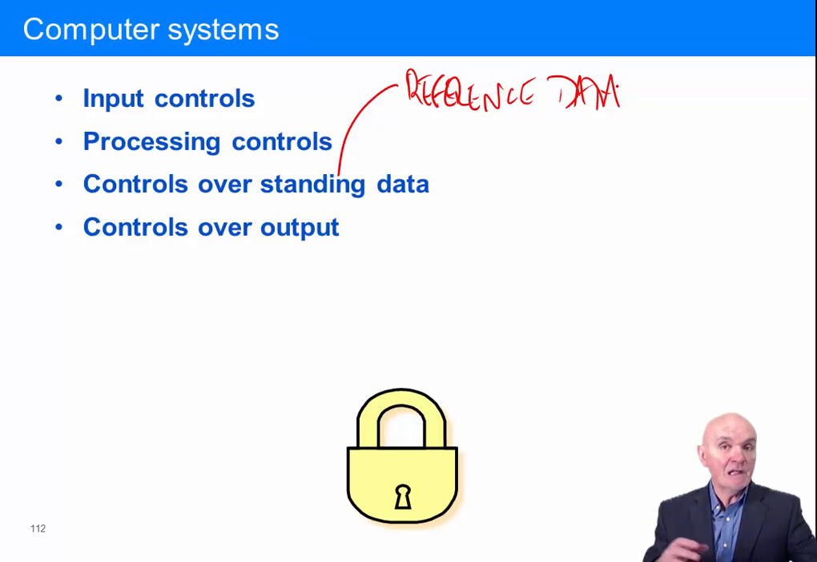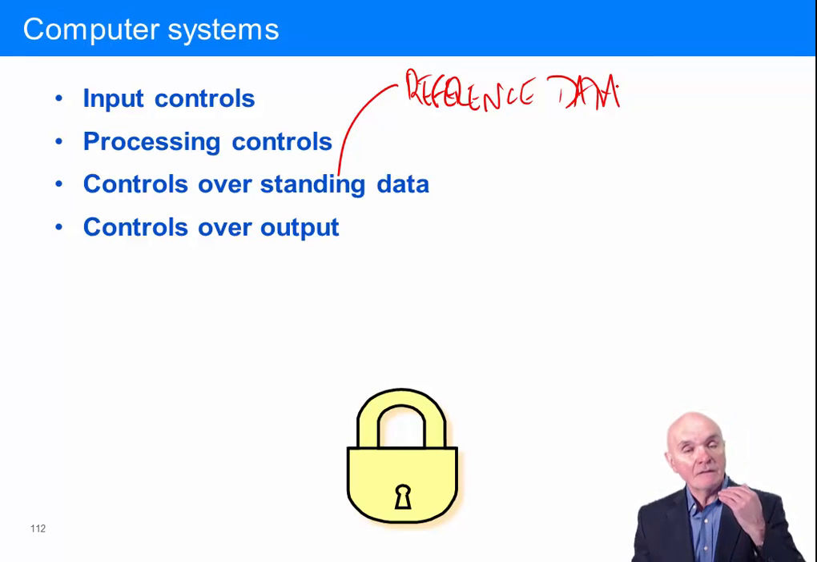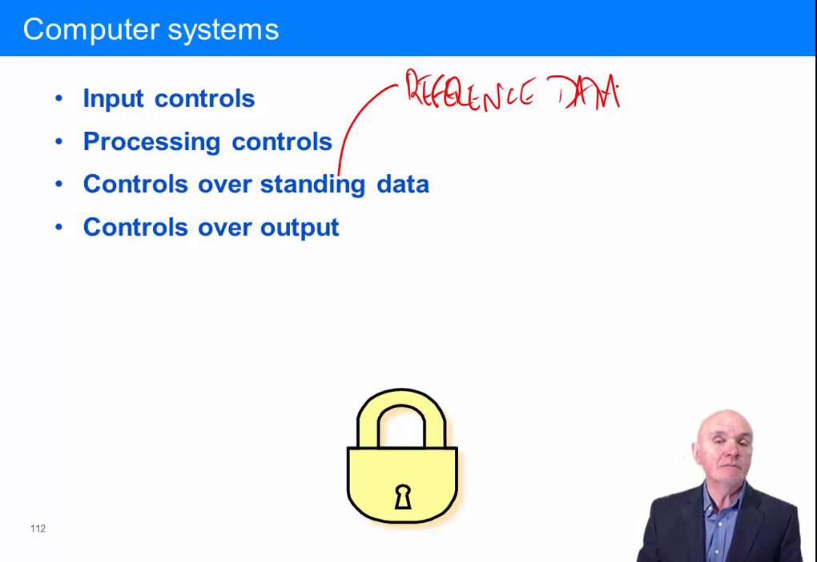So every sale you make, there'd be different quantities of goods sold, there'd be different types of goods sold, they'd be sold to different people. That's transaction data. It tends to be effective once, so to speak. But the standing data, the price of an item that you're using to raise your invoices, is going to be used over and over and over again.